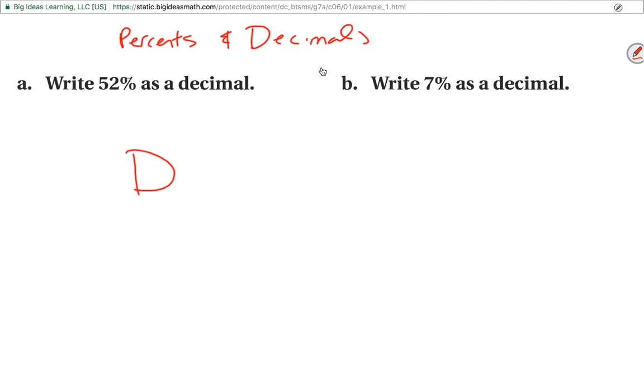Decimals begin with which letter? D. Percents begin with what letter? P. So if you know your alphabet, you'll know which direction you need to move. If you're going from D to P, we have to move this decimal point in order to make the number the same exact number.